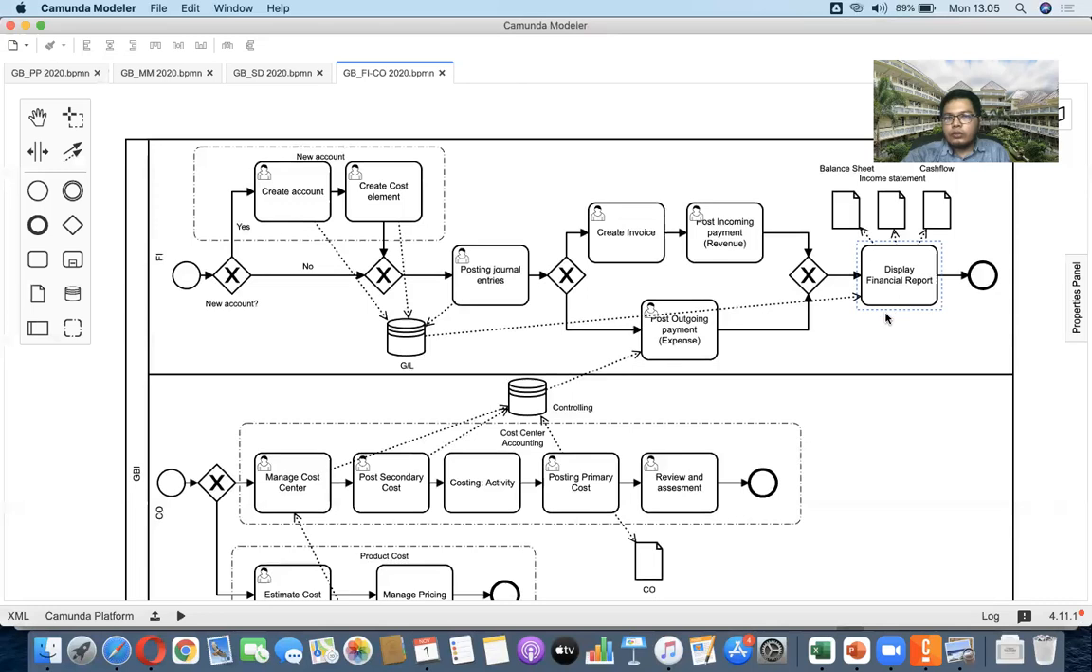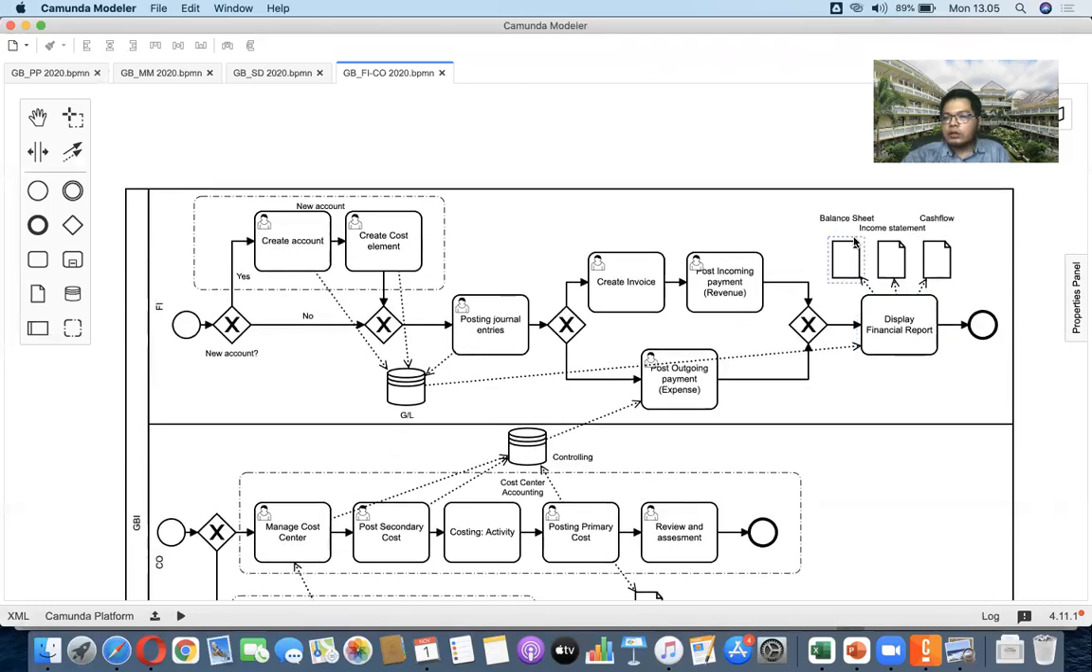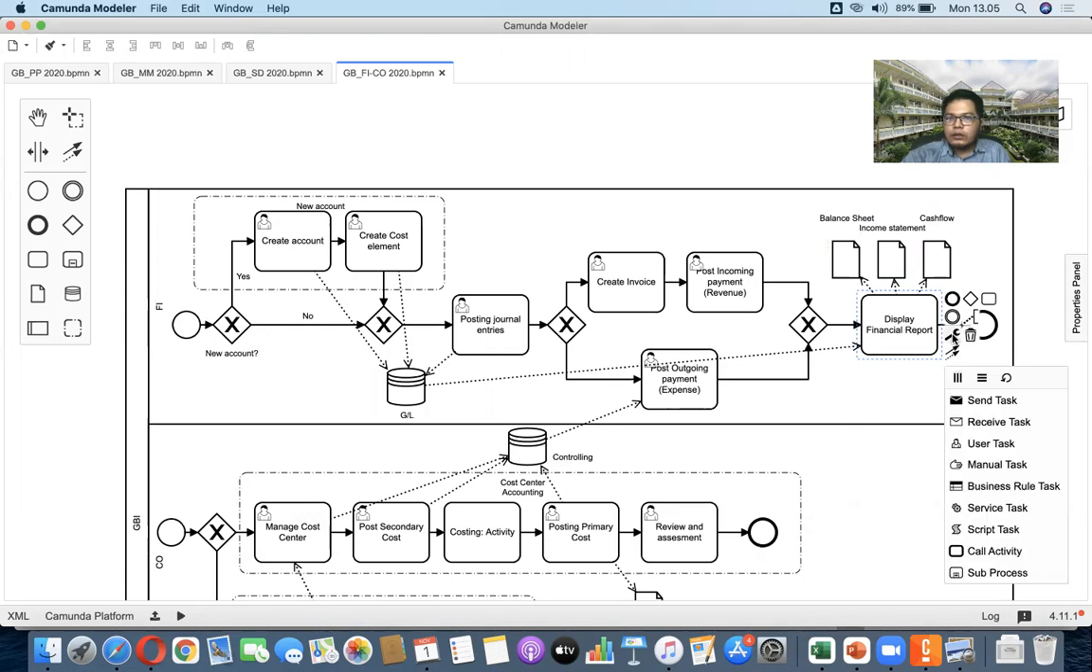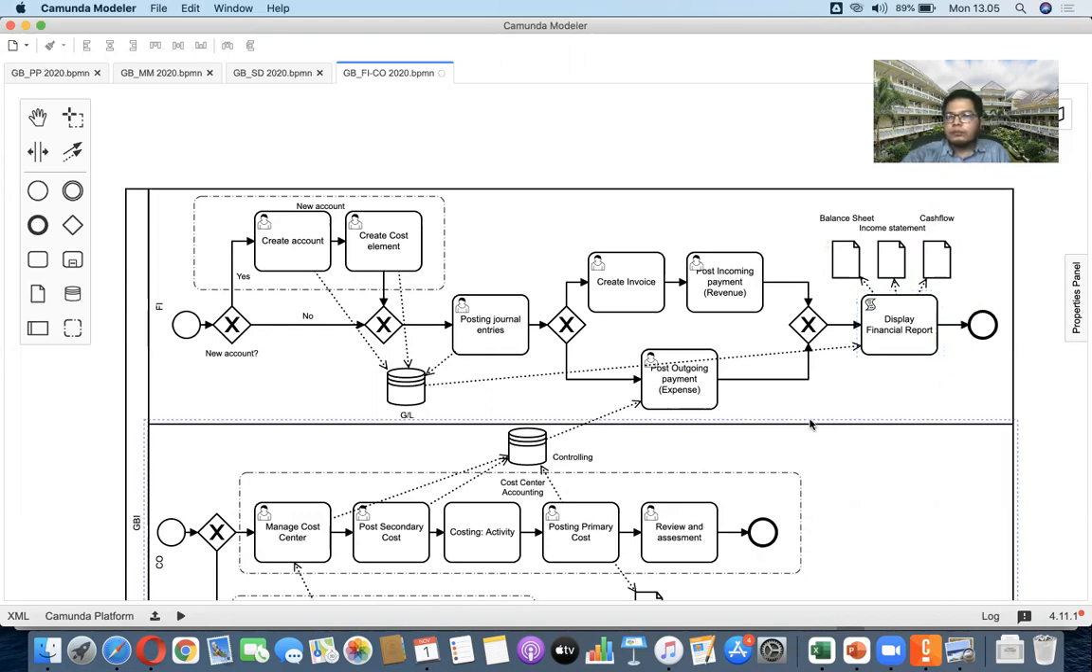And then we can display the financial report. There are three types of financial report: balance sheet, income statement, and cash flow. And this is the process itself. I think it's already scripted in the system itself. That is for the financial accounting module.